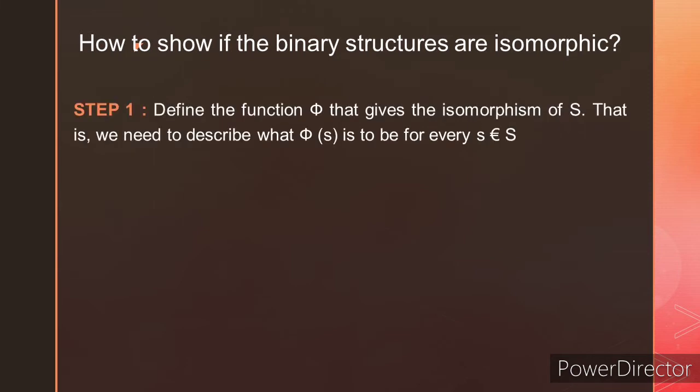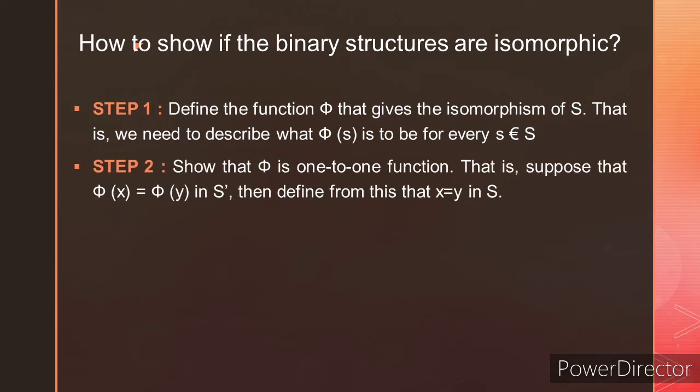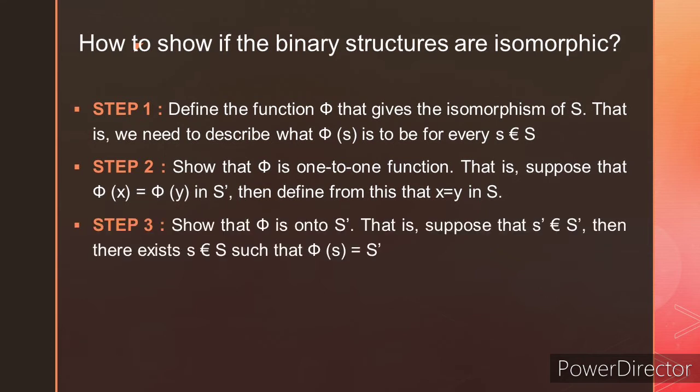Step 1. Define the function phi that gives the isomorphism of S. That is, we need to describe what phi of s is for every s an element of S. Step 2. Show that phi is a one-to-one function. That is, suppose that phi of x is equal to phi of y in S'. Then derive from this that x is equal to y in S.